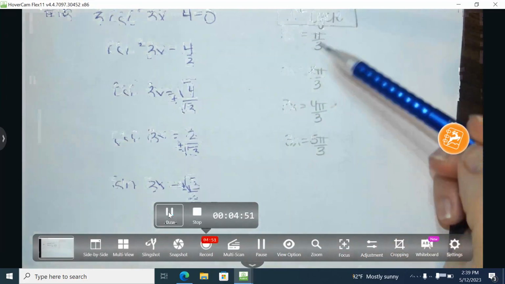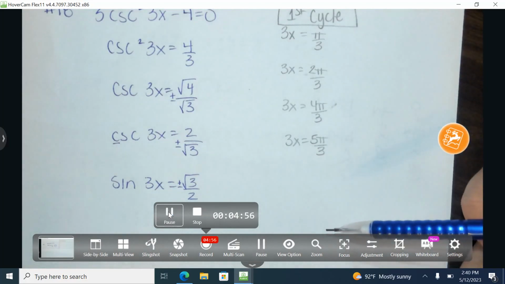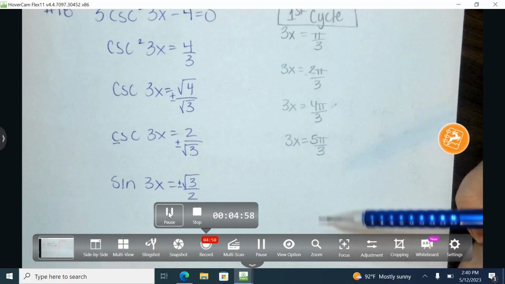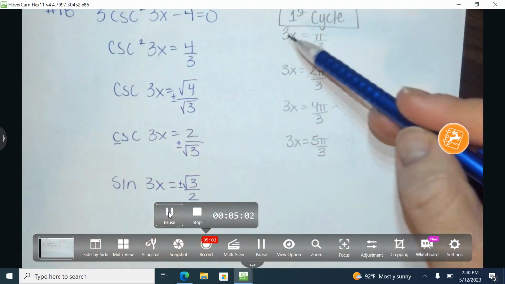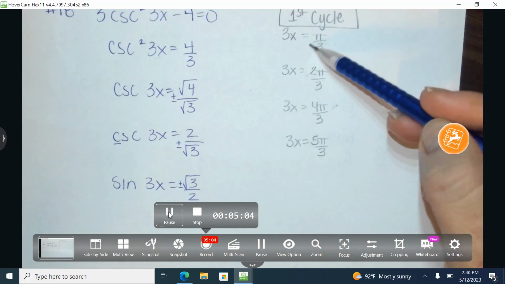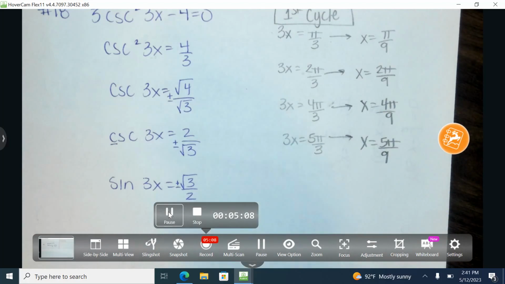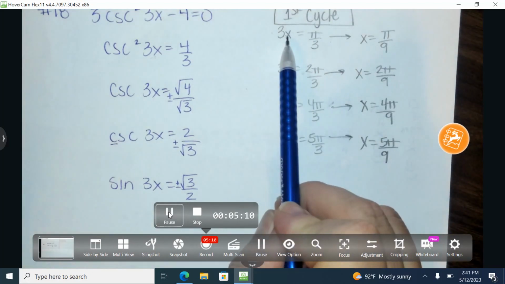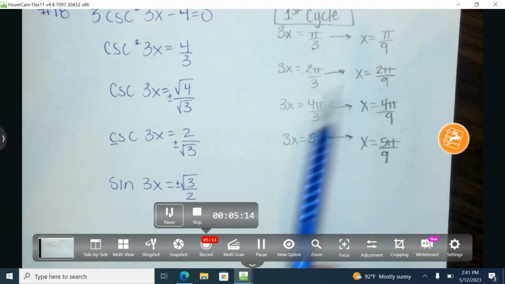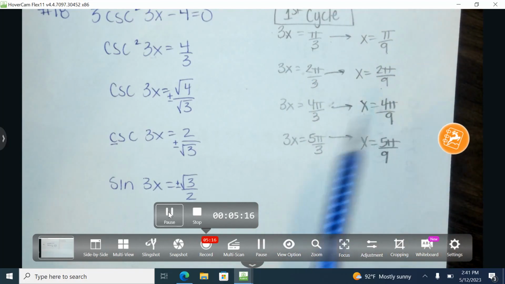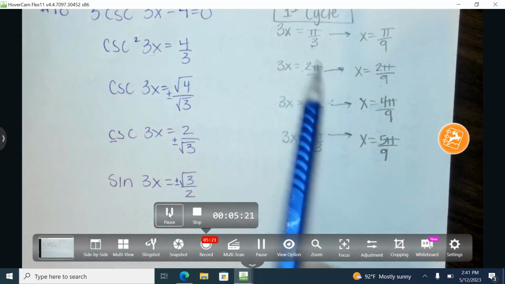So in the first cycle, there are 4 different places around the circle where we have a positive or negative radical 3 over 2. So I set 3x equal to this quantity. And now when you divide by 3 on both sides, it's really like taking the bottom or the denominator. So to isolate the x, I take it times 3. And lastly again, times 3 and times 3. That's my first cycle. How many cycles do I need to do?